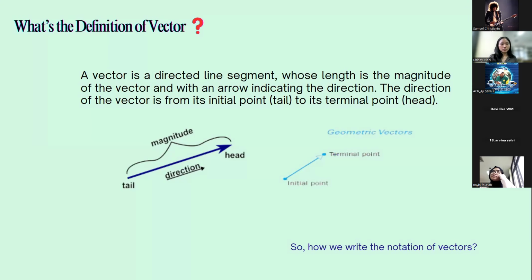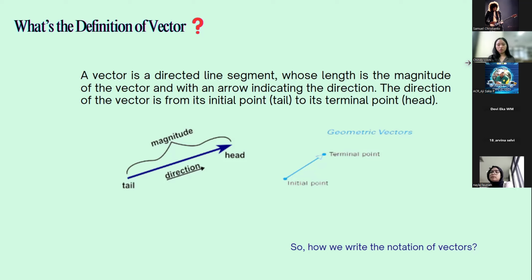A vector is a directed line segment, whose length is the magnitude of the vector and with an arrow indicating the direction. The direction of a vector is from its initial point or tail to its terminal point or head. As you can see, there is a picture. On the left, there is tail, direction, and head, and that all holds magnitude. And on the right is initial point to terminal point.